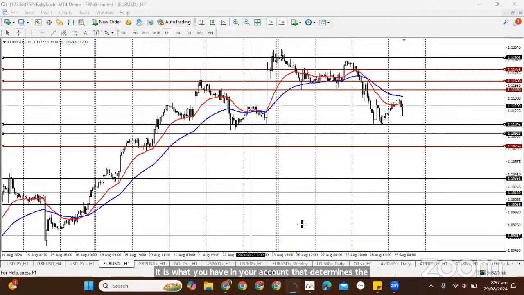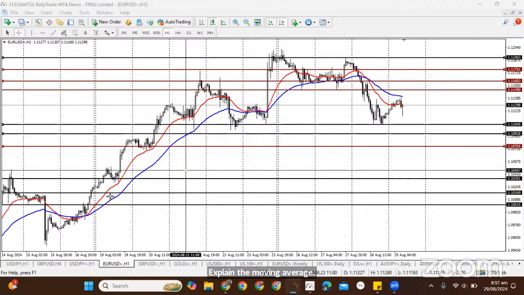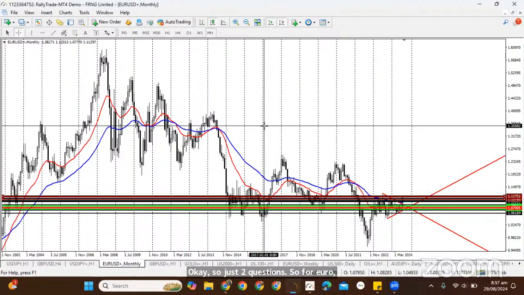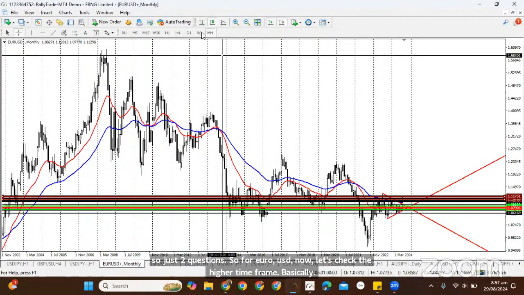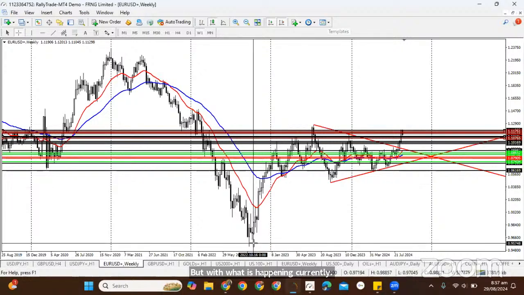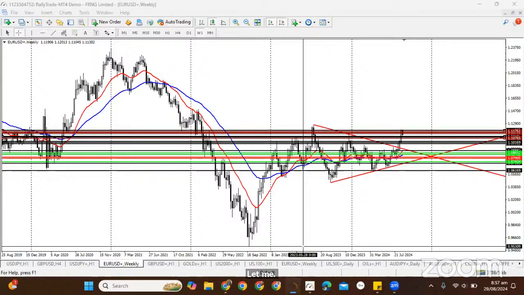So according to the analysis on Euro USD, should we do more of buy or sell? Explain the moving average color. Okay, so just those two questions. So for Euro USD, now let's check the higher time frame. Basically, because of the trend, more of sell, right? Because of the trend. But with what is happening currently, let me open another Euro USD chart. I don't want to clean what I've done here.